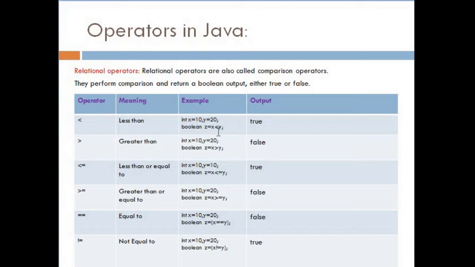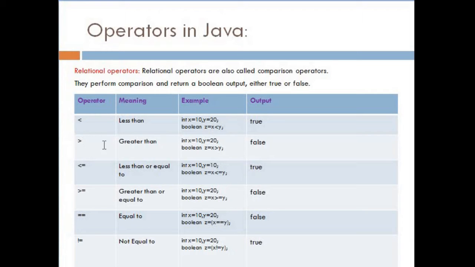Now here less than is the relational operator. Since the value of x is 10 and the value of y is 20, x less than y holds true because 10 is less than 20. So the output we get is true, and the value true then gets stored in this Boolean variable z.